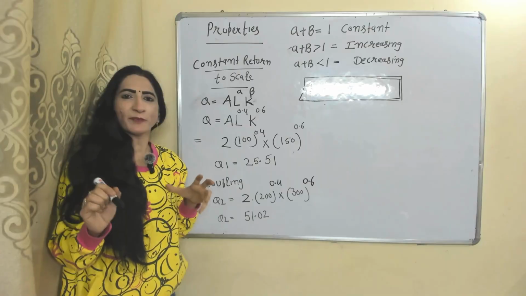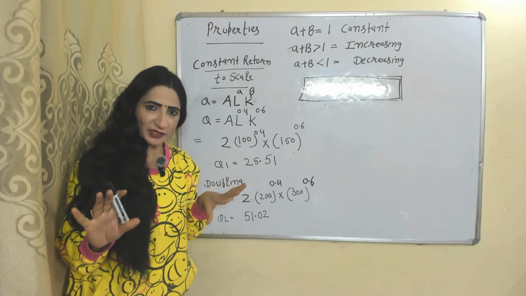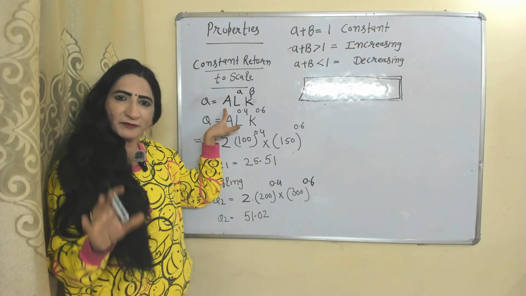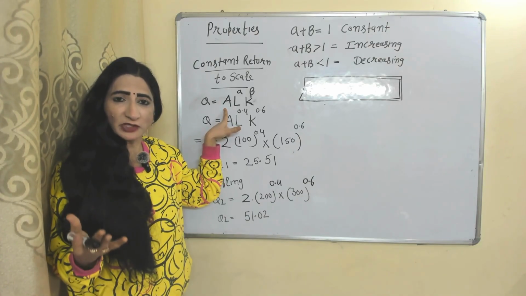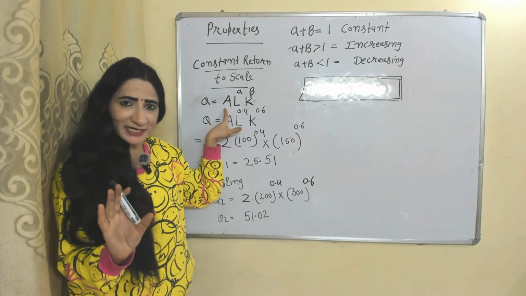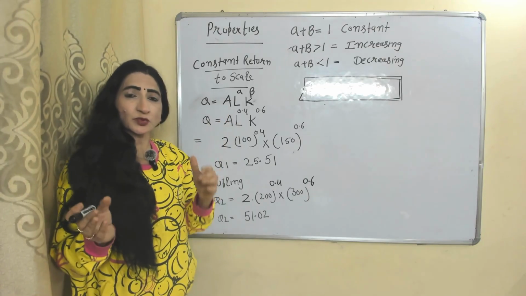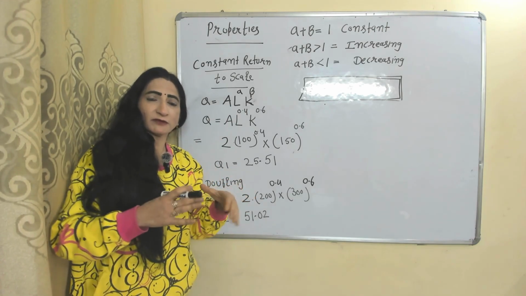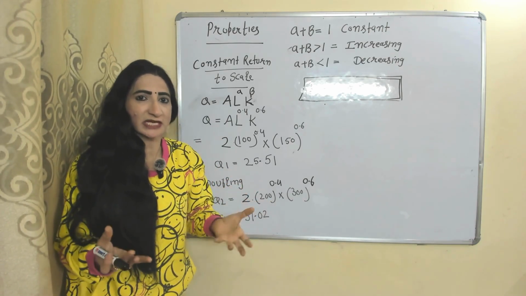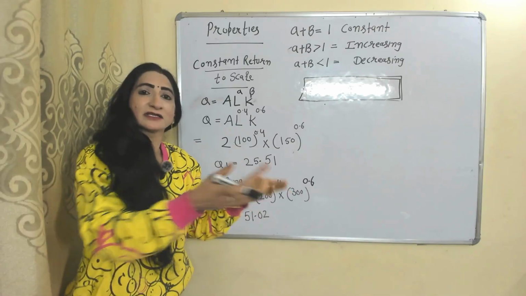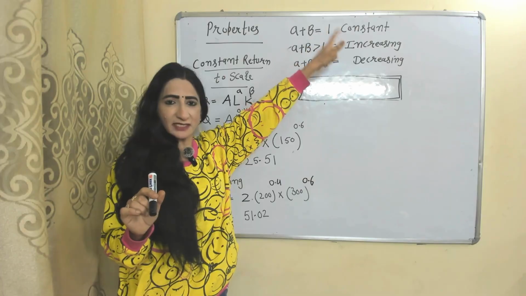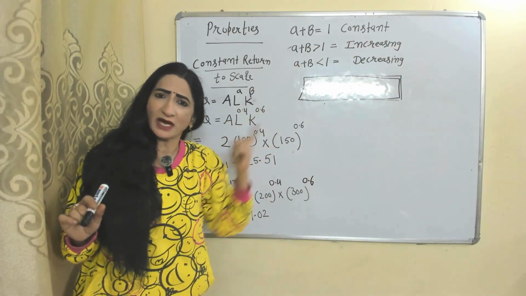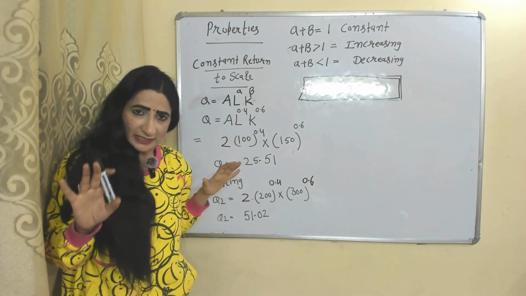Now we will see properties of Cobb-Douglas production function. Here A is all factor productivity, or you can say total factor productivity, which mainly depends on technology. As we know, Cobb-Douglas production function follows constant returns to scale. But how can we know we are receiving constant returns to scale? If alpha plus beta is equal to 1, that means we are receiving constant returns to scale.